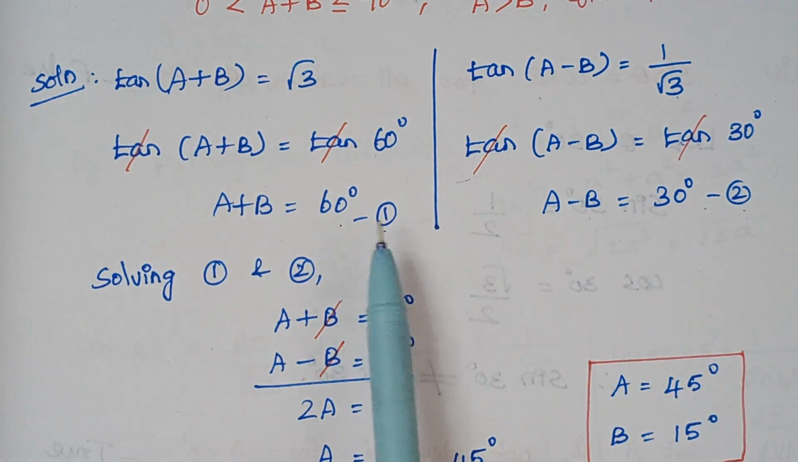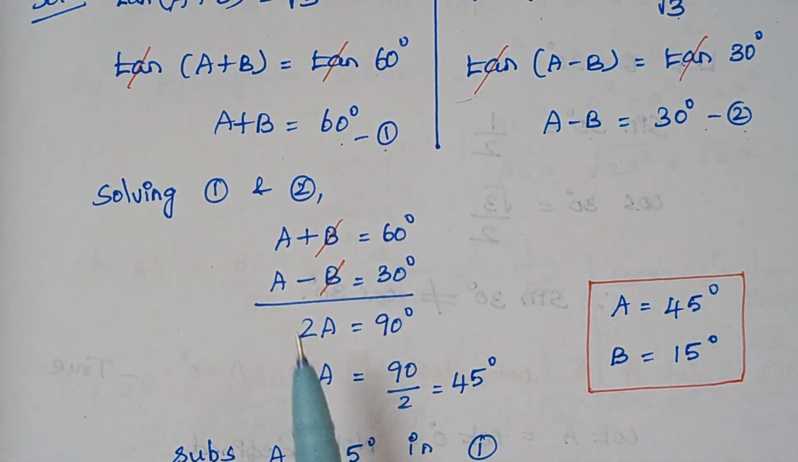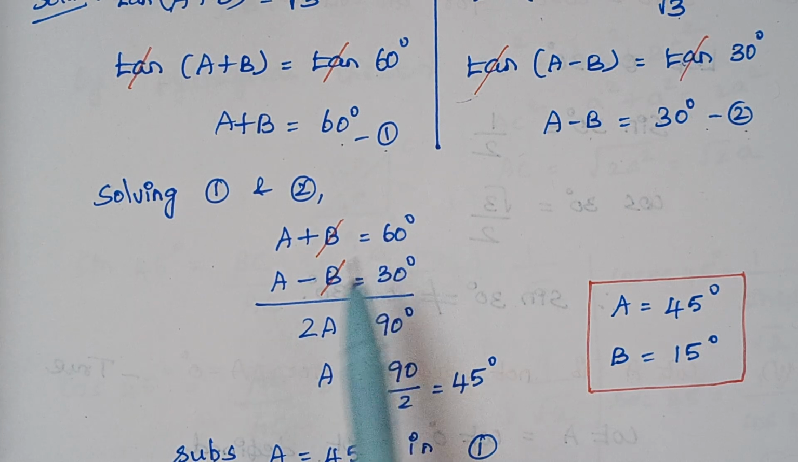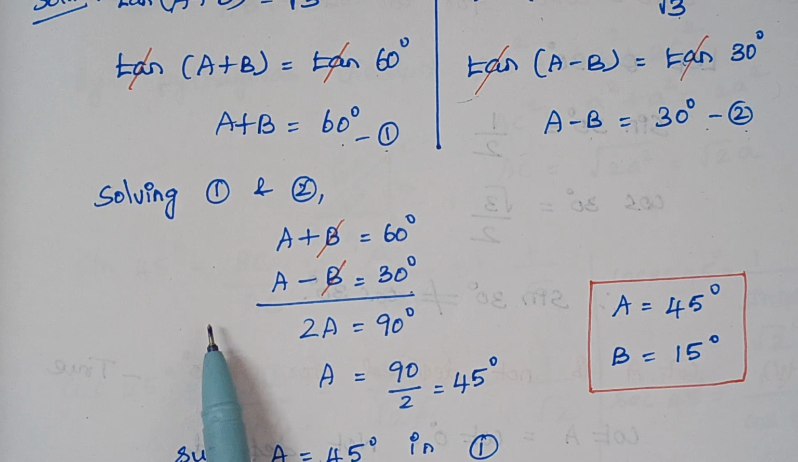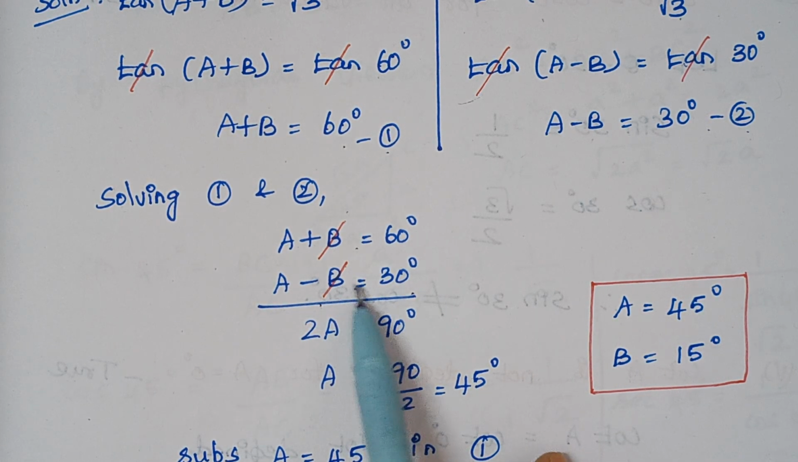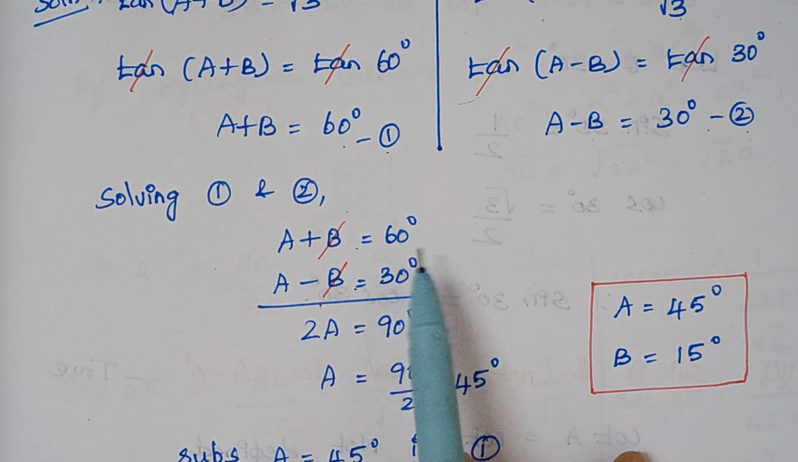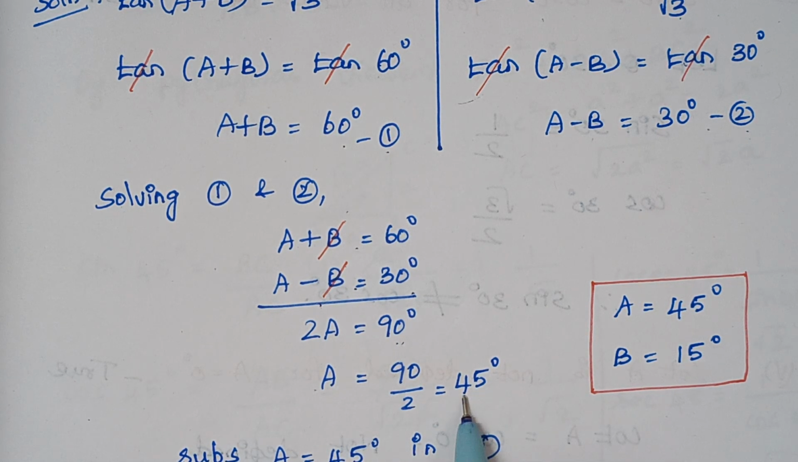Now we have to solve equations 1 and 2. Write down the equations: a plus b is equal to 60 and a minus b is equal to 30. When you add, b minus b becomes 0 and they cancel. So a plus a is 2a, and 60 plus 30 is 90. So 2a is 90 degrees. Therefore a is 45 degrees.